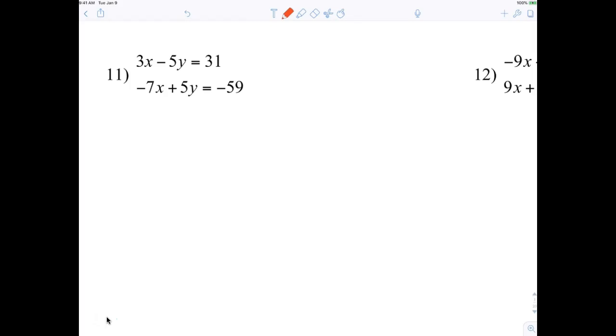All right, here we go. Now, let's see how you did. We're going to, again, add. Hey, Connor, we're up here. Never back there. Now, what happens to the y's? So I end up with, come on, what do I end up with? Negative 4x equals what? Isn't it negative 28? Right.